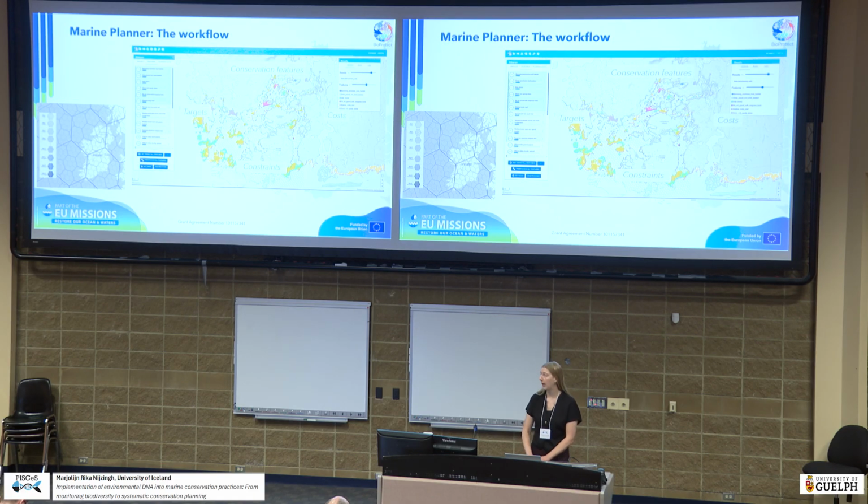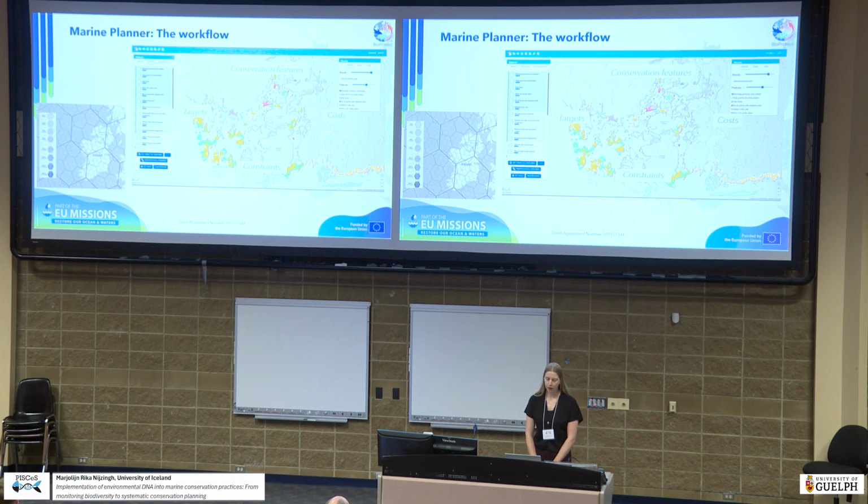So this is what the planner will look like. In the black and white, you see the grid that we will use, which is made out of hexagons, and based on the data coverage, we use very small ones or bigger hexagon sizes.